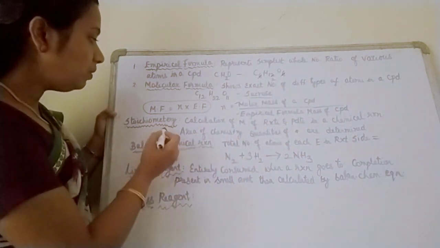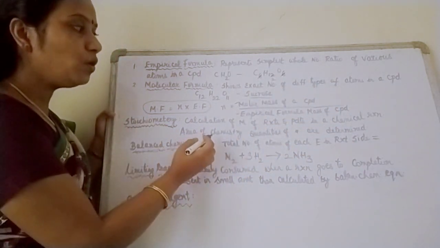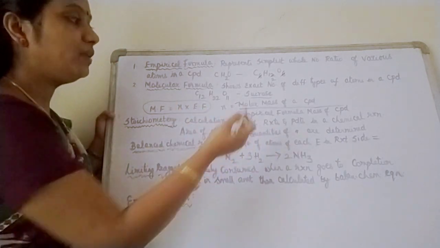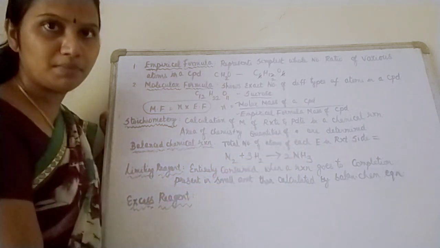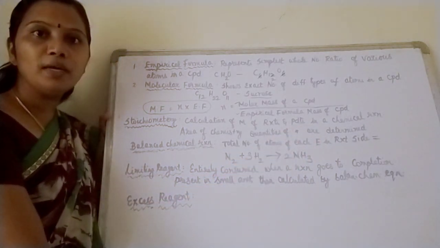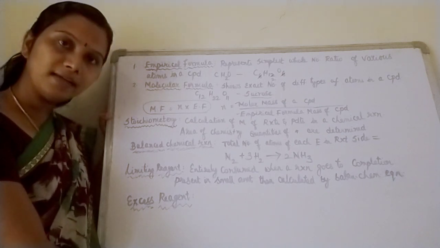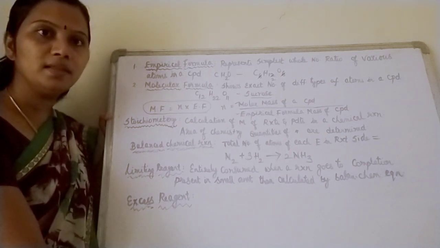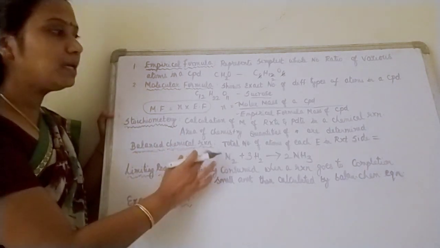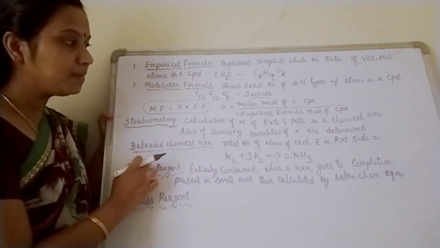Okay. Now I can tell you it is the area of chemistry where the quantities, the amount of reactants and the products will be determined. So what is stoichiometry? It's an area of chemistry where I am going to determine the quantity of reactants and the products which are involved in the chemical reaction. Done. What is balanced chemical reaction?